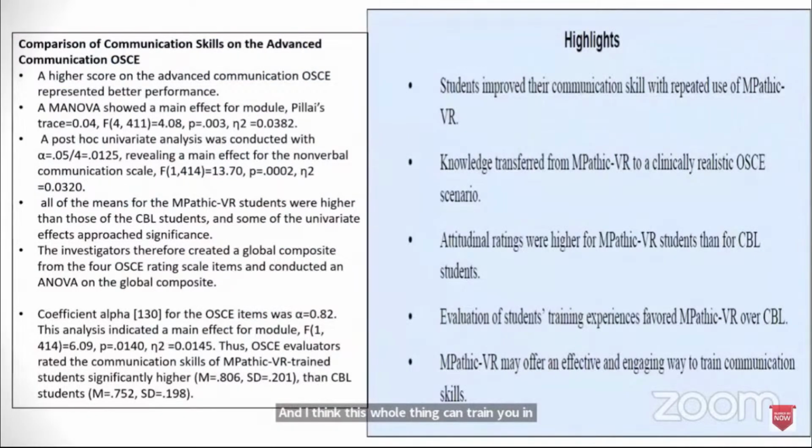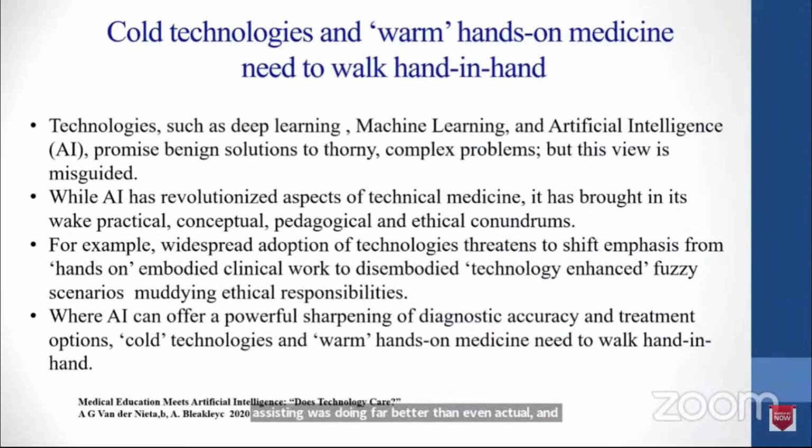So much so that this paper shows that in a comparison of communication skills on an advanced communication OSCE, a student trained with the AI system did far better than even those taught by an actual teacher. So this is in brief how we are trying to teach skills through AI systems. Technologies such as deep learning, machine learning, and AI promise a benign solution for these thorny, complex problems. But this view is misguided.